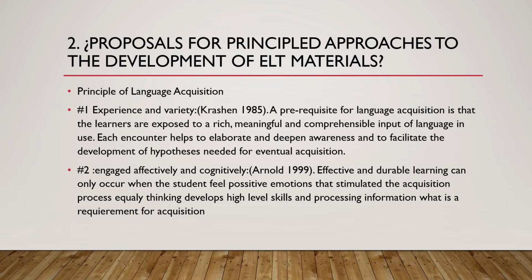Principle number 2. Engage effectively and cognitively. According to Arnold, effective and durable learning can only occur when the student feels positive emotions that stimulate the acquisition process. Equally, thinking develops high levels of skills in processing information, which is a requirement for acquisition.